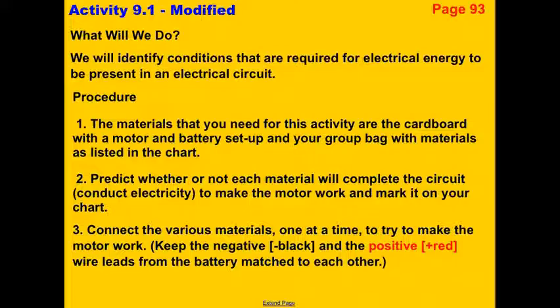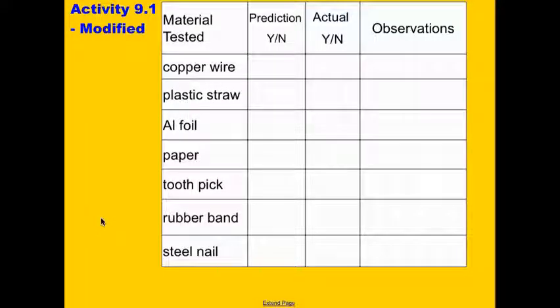What we're going to do today is I'm going to give you a circuit. Again, if you're doing this lab, it probably means you're absent, so I'm going to show you me with the circuit, and I'm going to test 7 different materials: copper wire, plastic straw, aluminum foil, paper, toothpick, rubber band, and steel nail. You need to fill out the modified Activity 9.1 sheet. First, make a prediction whether or not each of those things will complete the circuit, then answer yes or no, and then write what observations you had. You should have a sheet that looks like this. Go ahead, pause the video, and take your data.